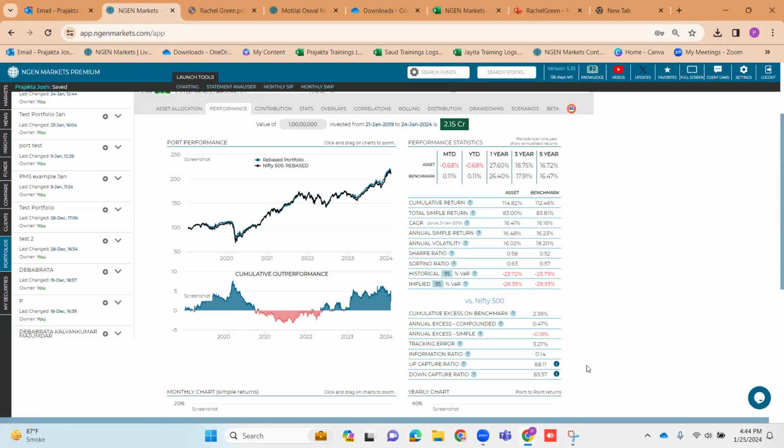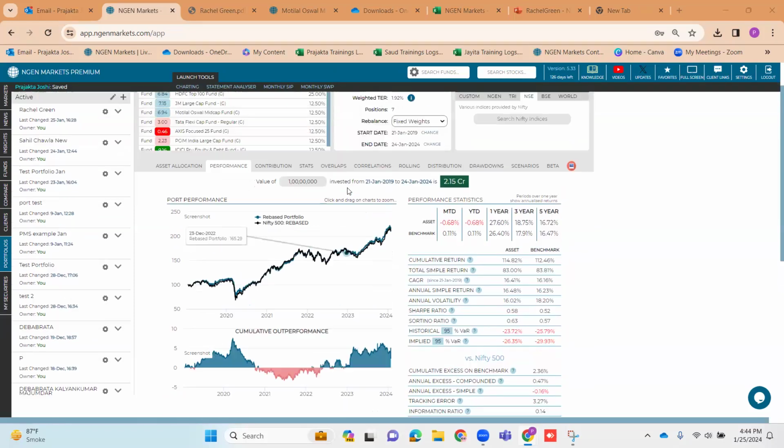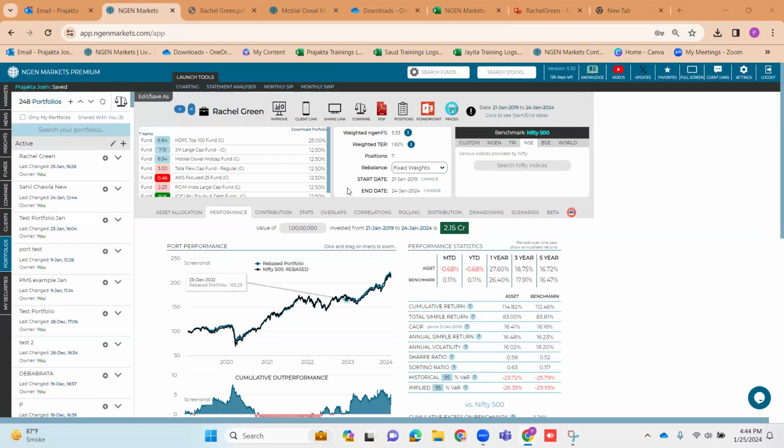Hi, Prajakta. I had a question. When we are putting in the portfolio, we don't take the start date of the investment of each fund, right? That's correct. On what basis are we taking the start date? Because it won't give the right analysis if I started the investment in one fund 2 months back and in another fund a year back.